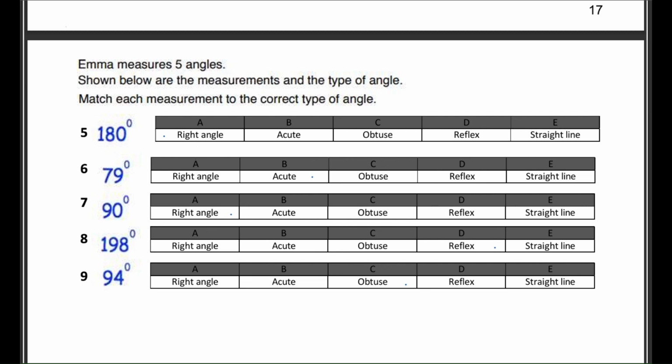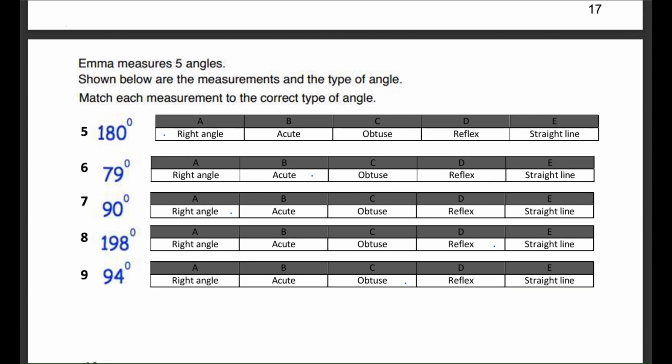The correct answer is option E, straight line. An angle that measures exactly 180 degrees will create a perfectly straight line. Let's go to question 6.